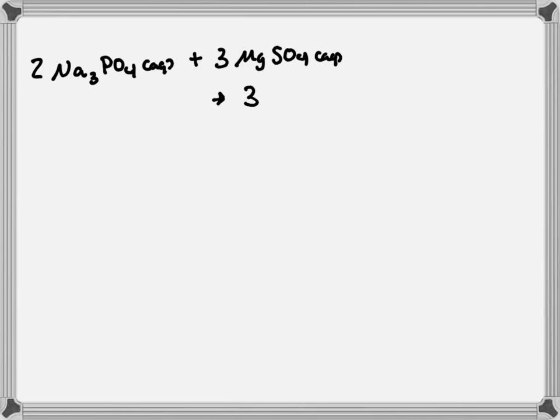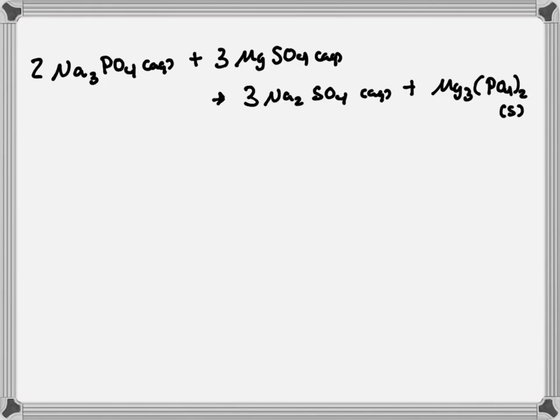Okay, so if you did B correctly, with your balance, you would have had 2 sodium phosphates plus 3 magnesium sulfates, giving you 3 sodium sulfate, and then magnesium phosphate as your solid. Okay? So there's our conventional or molecular equation.